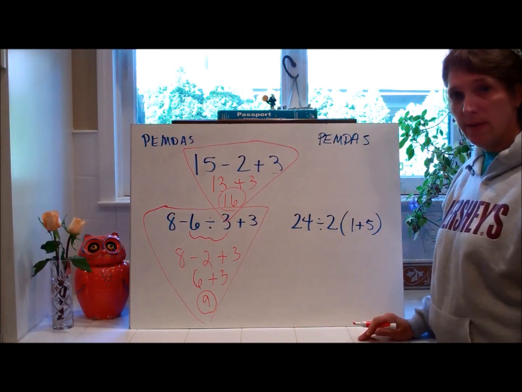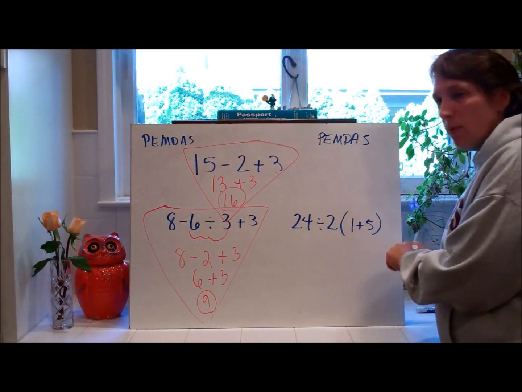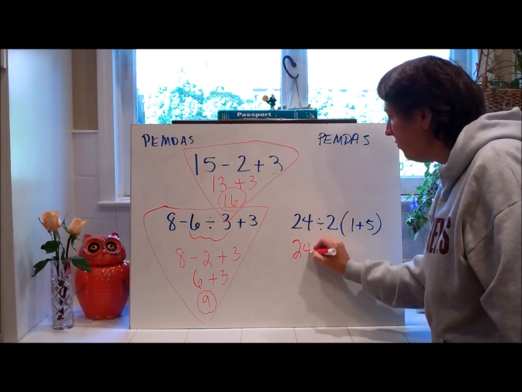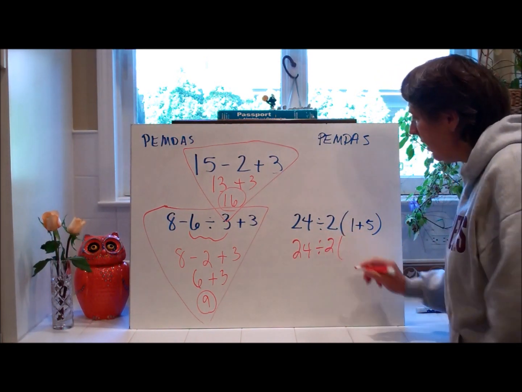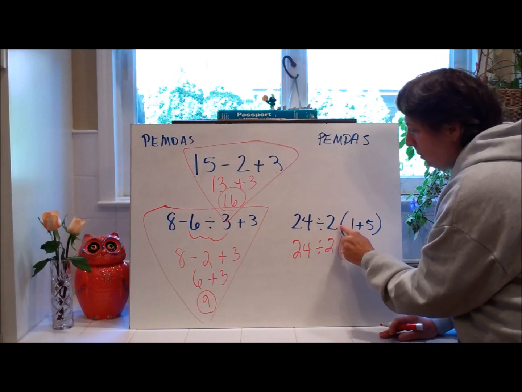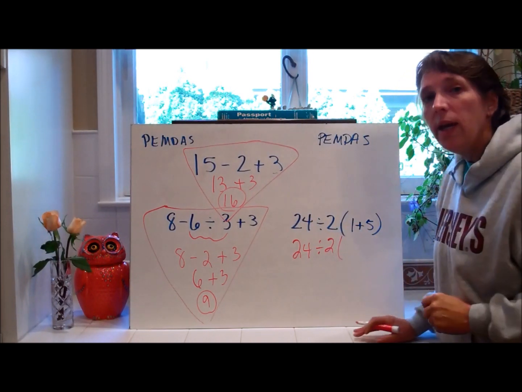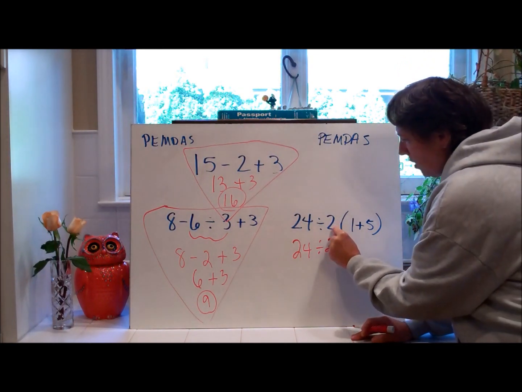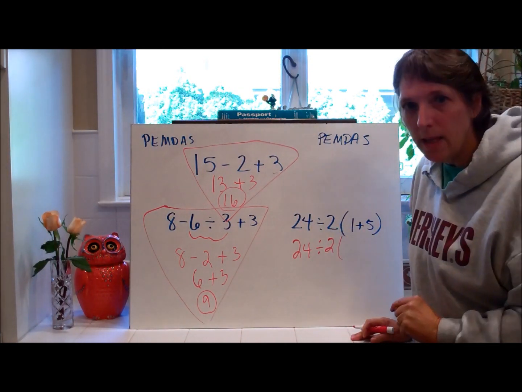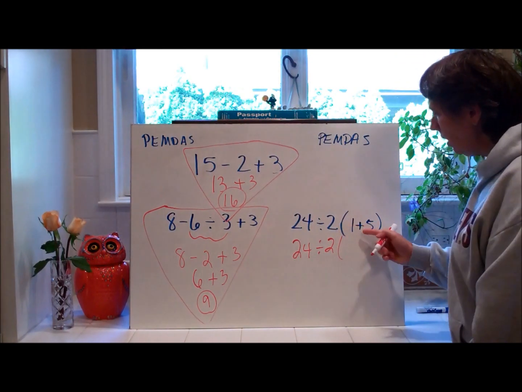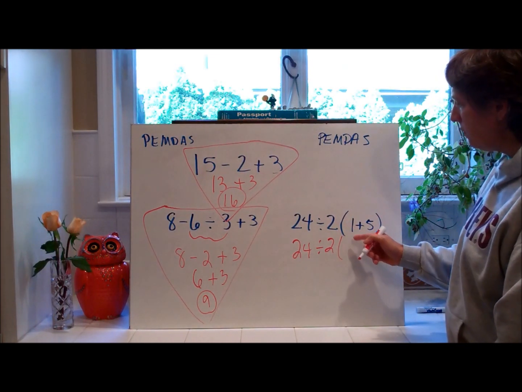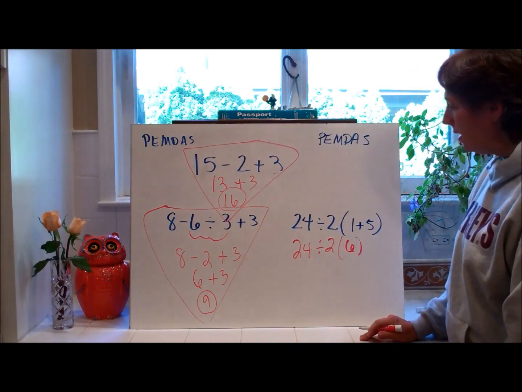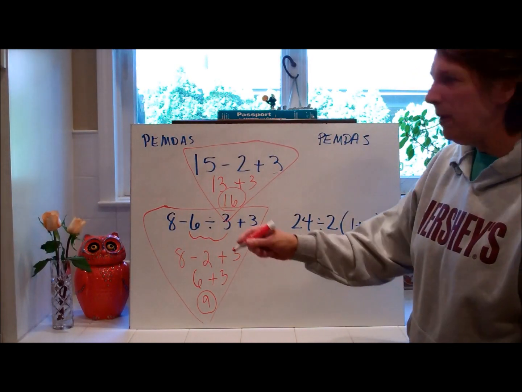We do have parentheses. So we go inside the parentheses and we do the PEMDAS. We bring down 24 divided by 2. Anytime you have a 2 or a number next to parentheses, it means multiplication. Forever. Anytime you have a number next to parentheses, it means multiplication. So we're going to go over here and we're going to go, oh, 2 times the parentheses, 1 plus 5 is 6. Now, go back to PEMDAS.